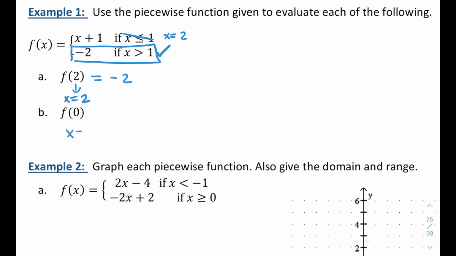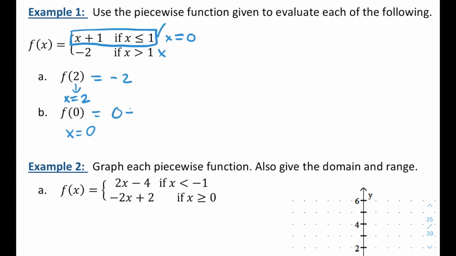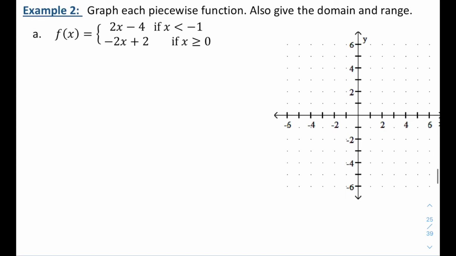For f of 0, again, look at your inequalities and decide which of them is true for that x value. If x equals 0, 0 is less than or equal to 1. It is not greater than or equal to 1, so I'll use my top piece. Plug that in for x, gives you 1. So the inequalities tell you which piece to use.